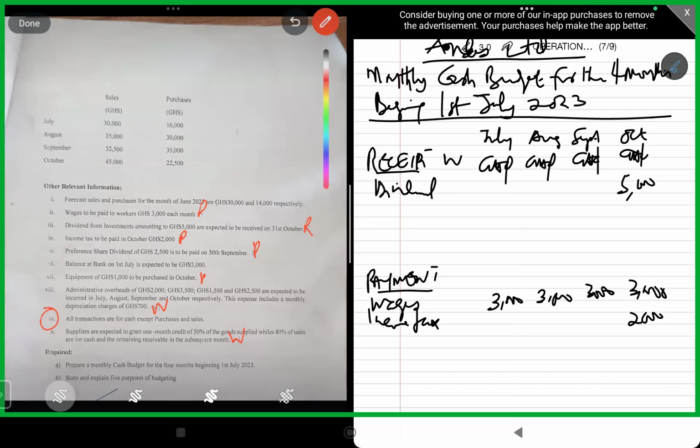Preference share dividend 2,500 in September, on 30th September. The preference dividend, 2,500 in September. And then equipment purchase 1,000 in October.